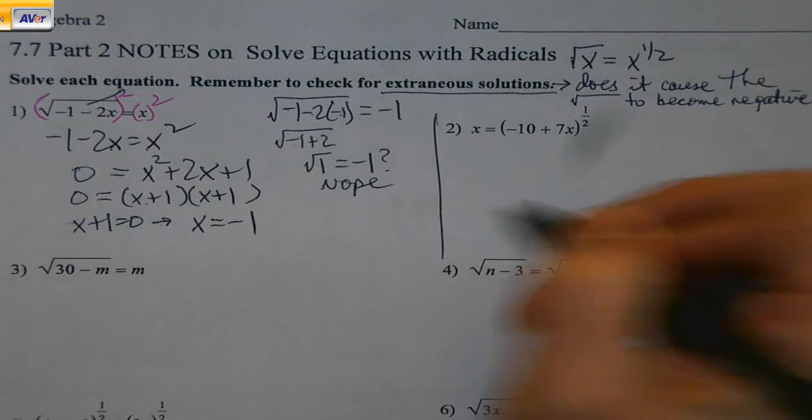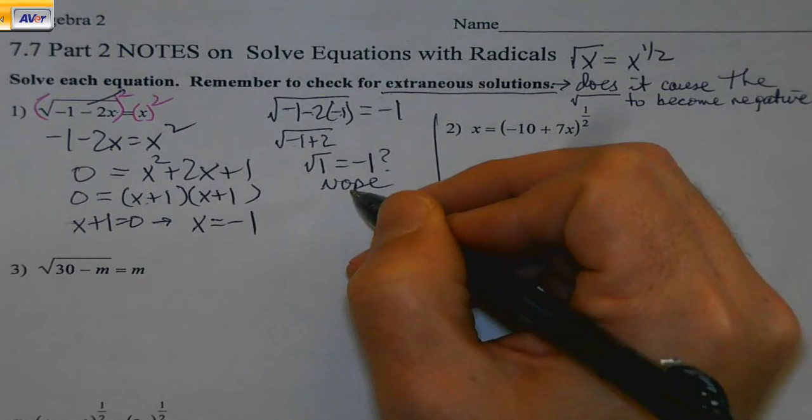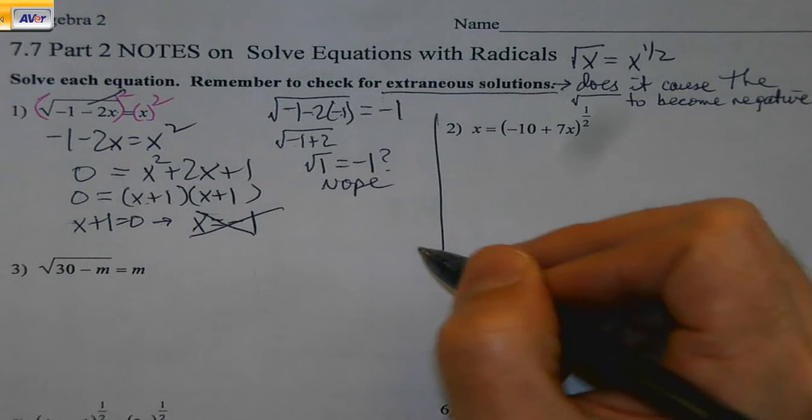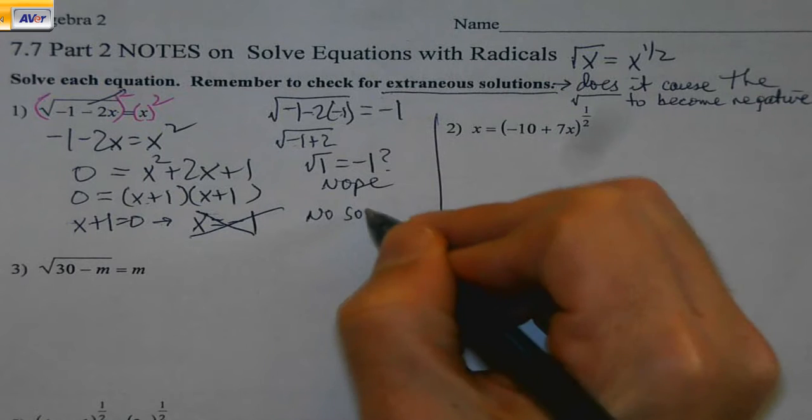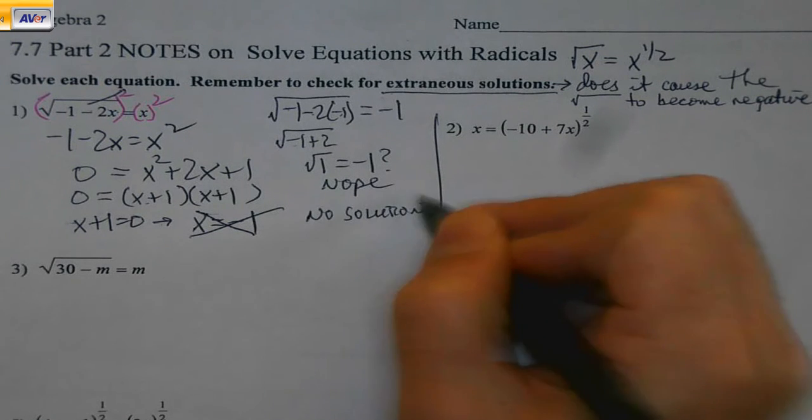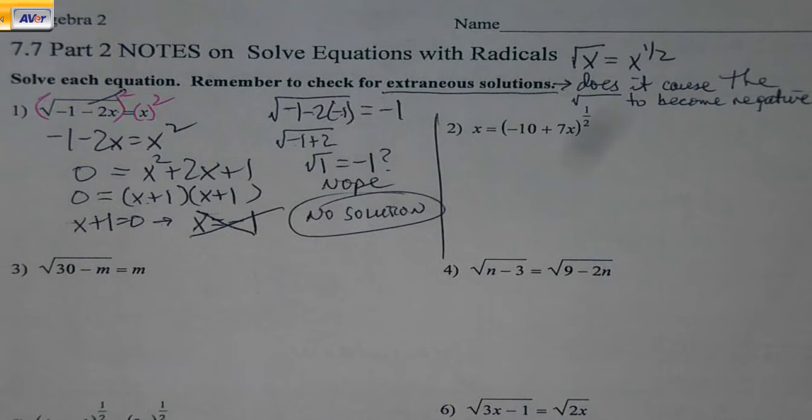Nope. You're like, well, wait a minute. If that doesn't work, then that answer doesn't work. I don't even have another answer. So now what? No solution. Okay? I can have no answers. I can have one answer. I can have two answers. But, again, it can be any of the above. So I kind of keep playing with these a bit.